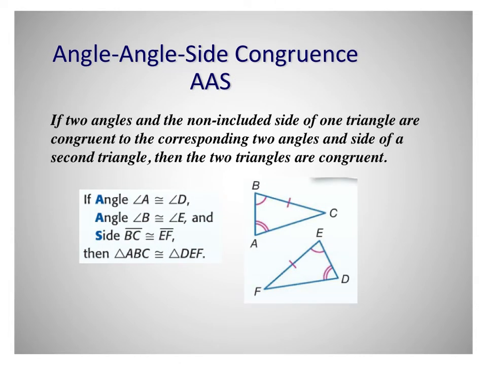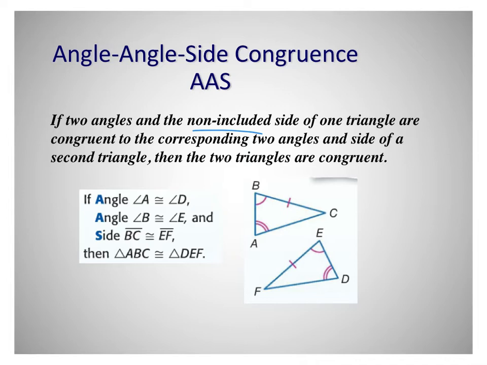Angle side is if you have, in this case, angle A congruent to angle D, angle B congruent to angle E. Notice the side then is the non-included side. It's one that's not between the two angles. So we drew BC and EF. It could have very well been AC and DF. Those two segments would have been okay too. That would have still been angle, side. Here, angle, side.